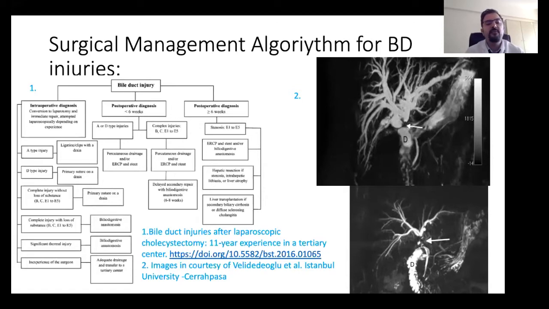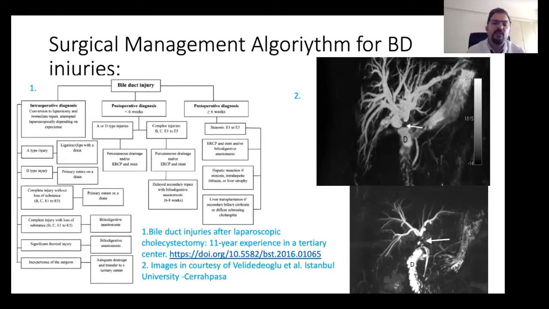And I prefer the juniors to put a drain in every cholecystectomy case until they become very experienced. So if you have a drain, then you don't have to put a drain again if you have a bile leak, and you can realize early if there's a leak or not. It's not just for bleeding, it's just a backup for you. And then you have to do it later in the postoperative diagnosis period.